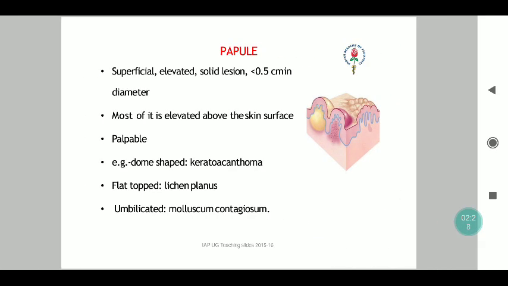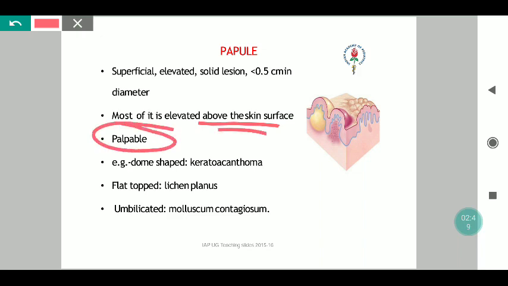Now secondly, papules are superficial, elevated, solid lesions whose size is less than 0.5 centimeters in diameter, and most of the papules are elevated above the skin surface. So it is elevated above the skin surface and papules are palpable. An example of a dome-shaped papule can be a keratoacanthoma. A flat top papule is seen in lichen planus, or an umbilicated papule is seen in molluscum contagiosum.